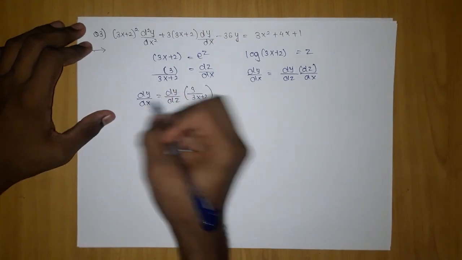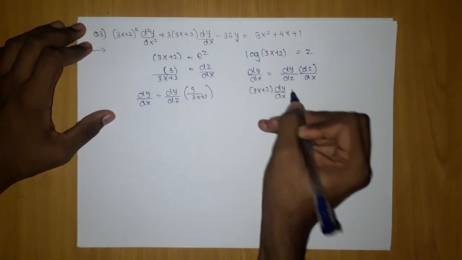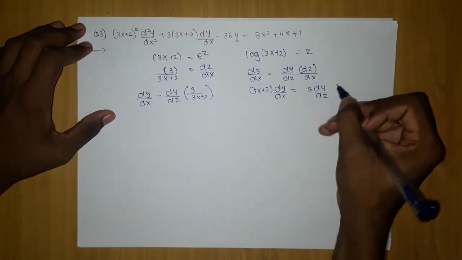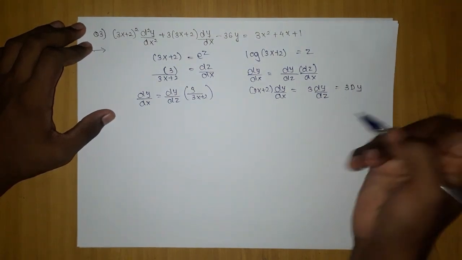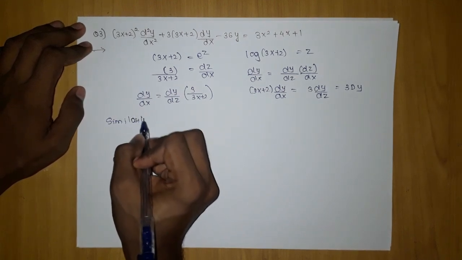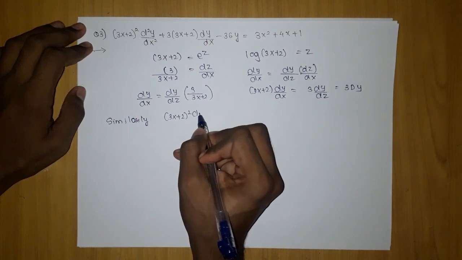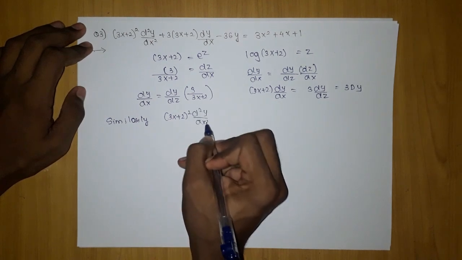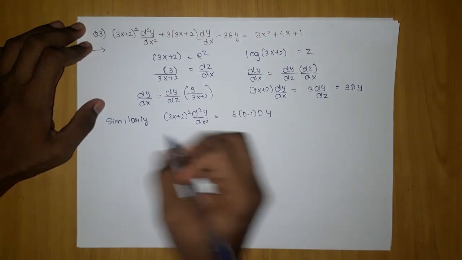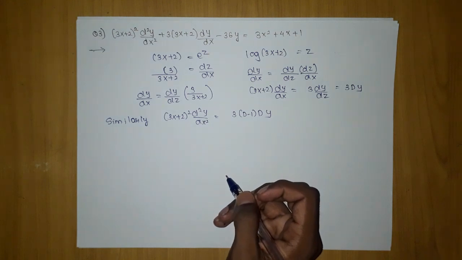I will move this 3x plus 2 on that side. (3x plus 2) into dy by dx is nothing but 3 dy by dz, which we call 3D y. Now similarly we can prove (3x plus 2) the whole square d square y by dx square is nothing but 3 square into D into (D minus 1) into y. And okay, that much is only required here in this problem.